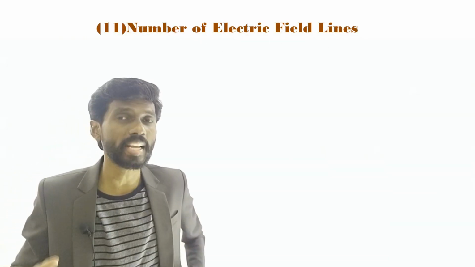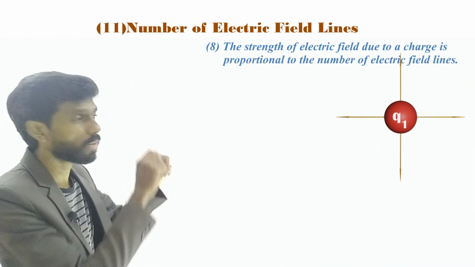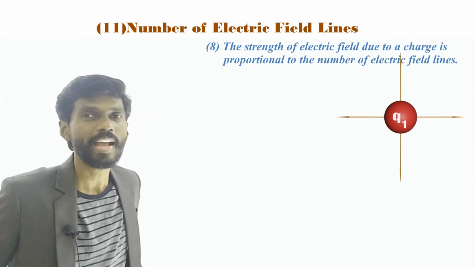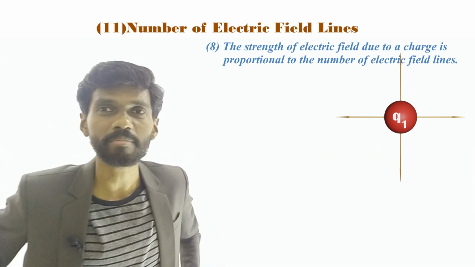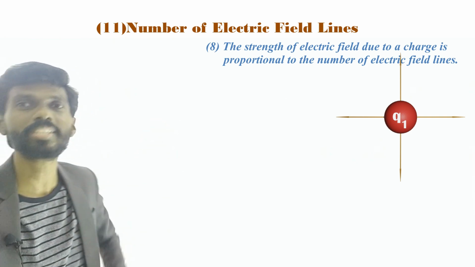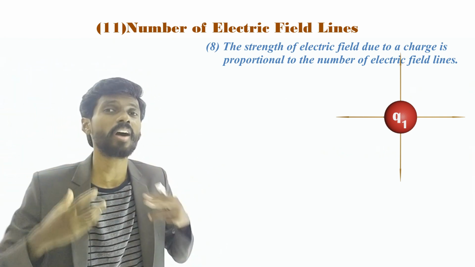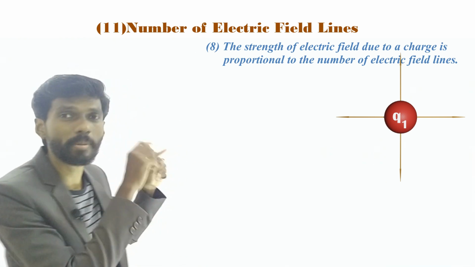See, this electric field strength is proportional to the number of electric field lines. Take for example the charge Q1. There are 4 electric field lines due to this charge Q1. This 4 does not have any physical meaning. See, this is only a representation. There is nothing like 4 lines are sticking out of this charge, right? So this is only a representation, just to give you an idea of the strength of the electric field, we use the number of lines, right?